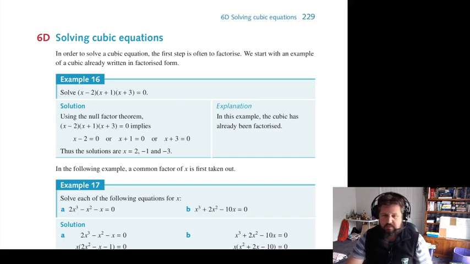When things have been factorized, which we've been doing as part of this process, it's a lot easier to solve these cubic equations. Now, when we're looking here at Worked Example 16, good news is we've already got a factorized cubic equation. So there's no factorization that needs to be done. They've already done the hard work for us.